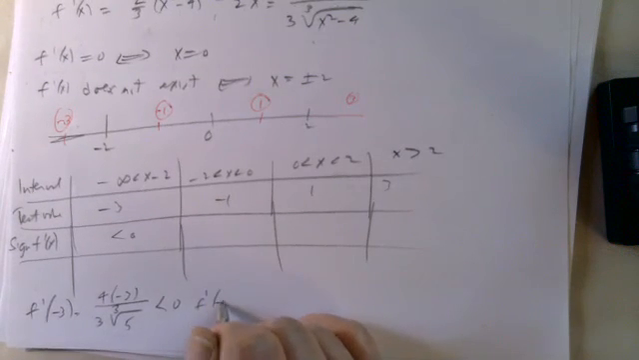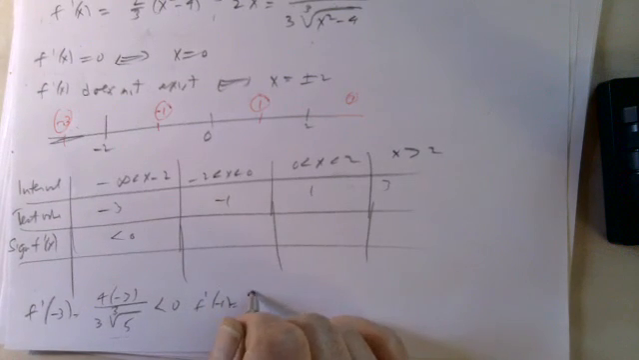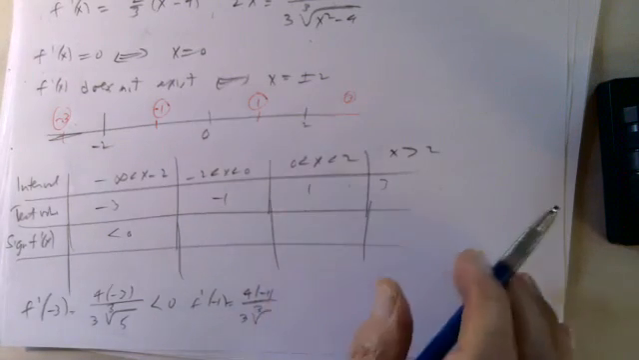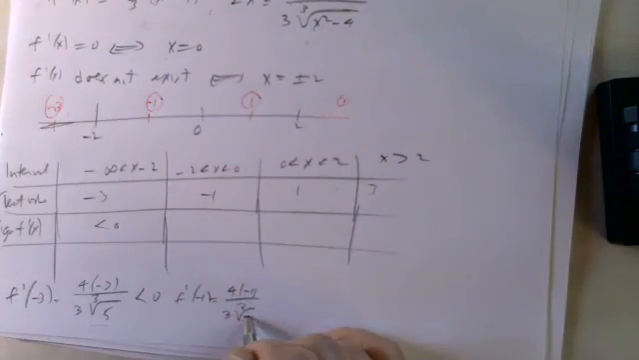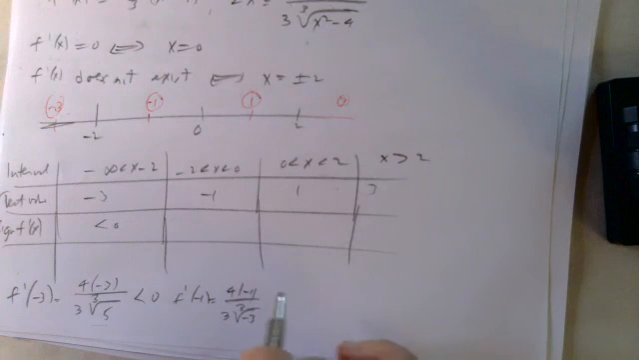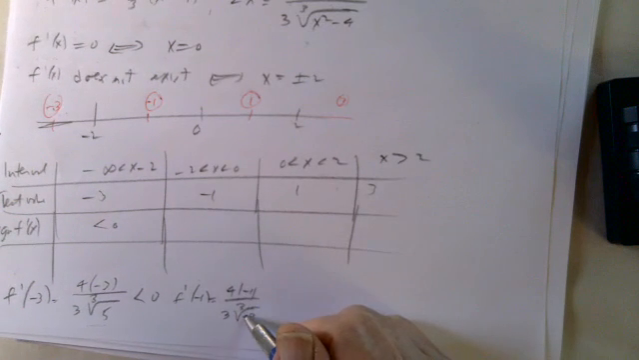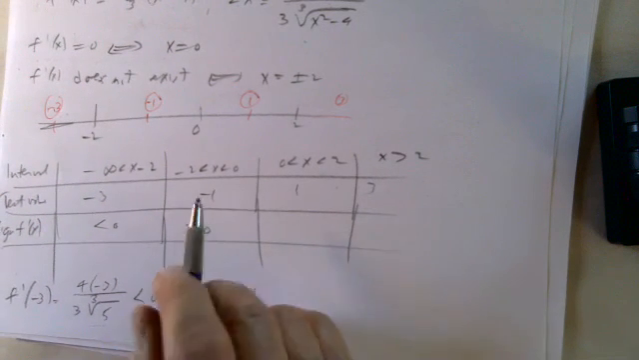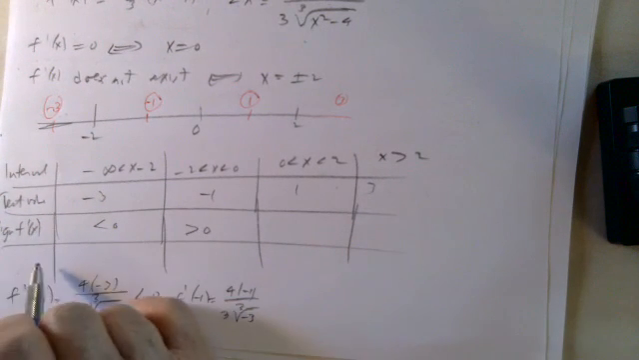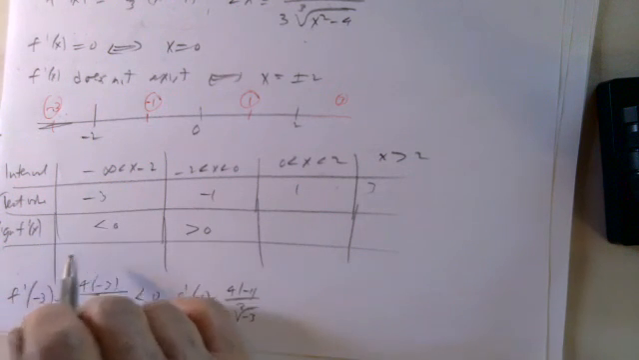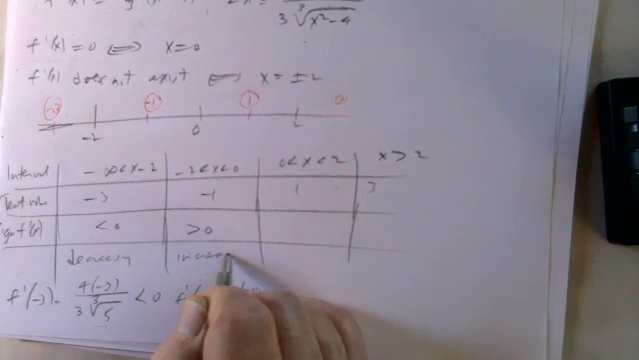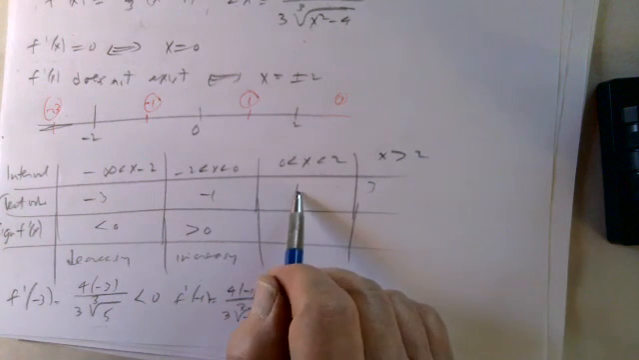What is f prime of minus 1? It's 4 times minus 1 over 3 times the cube root of 1 minus 4. That's minus 3. The cube root of a negative number is a negative number. So we have a negative number in the denominator, but also in the numerator. So the quotient is positive. So I should say in this interval, the function is decreasing. Here it's increasing.